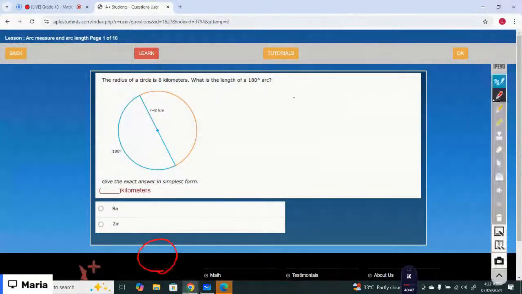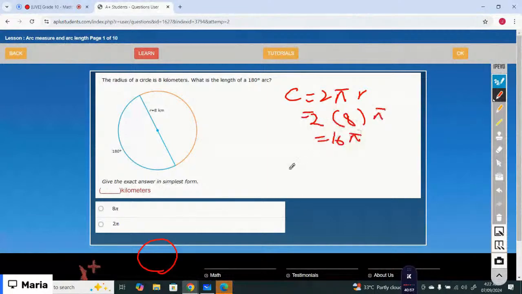First thing is to calculate the circumference, that is C equals 2 pi r, right? That is 2 times 8, so that is 16 pi. Now use the same formula, that is C times m over 360, right? So C is 16 pi, m is the angle, that is 180 divided by 360, right? So that is 16 pi times 1 over 2. So 2 times 8 is 16, that is 8 pi.